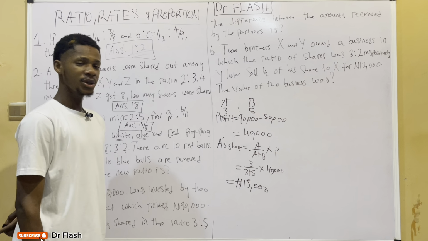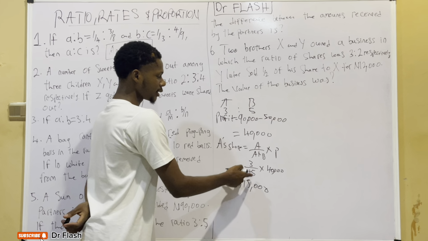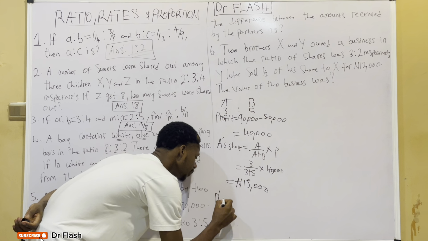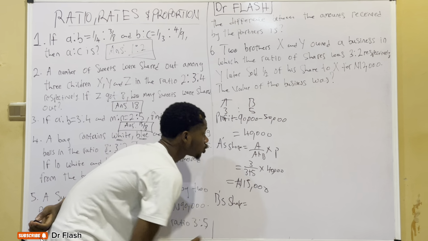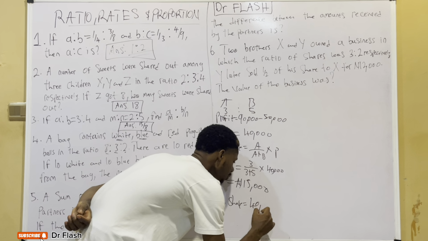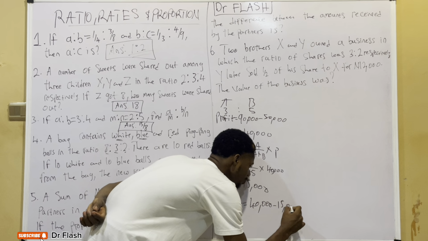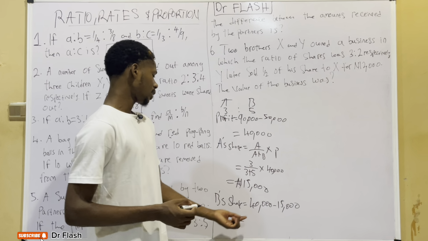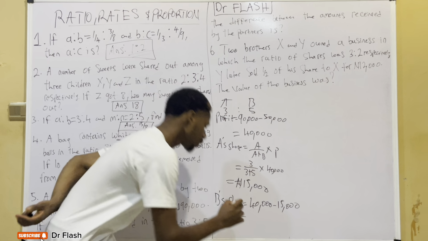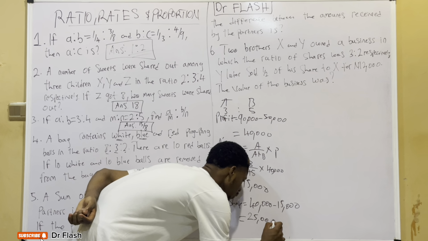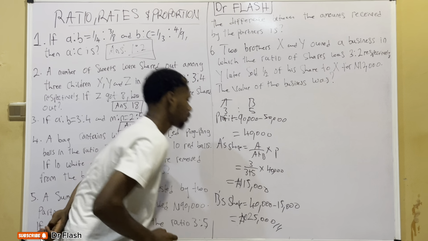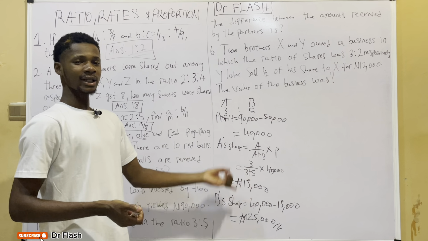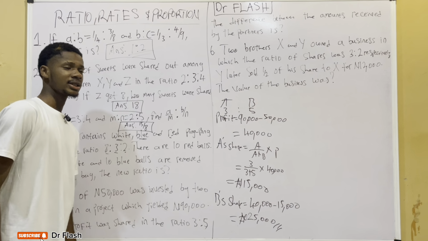Now, instead of solving for B's share and doing this long process, just subtract 15,000 naira from 40,000 naira. So B's share will be equal to 40,000 naira minus 15,000 naira. When you subtract 15,000 naira from 40, that's 30 and then 5, which will be 25. So you have 25,000 naira. That should be 25,000 naira. So an easy way of solving this problem is to find the share of one and then subtract it from the other one. It is that easy.